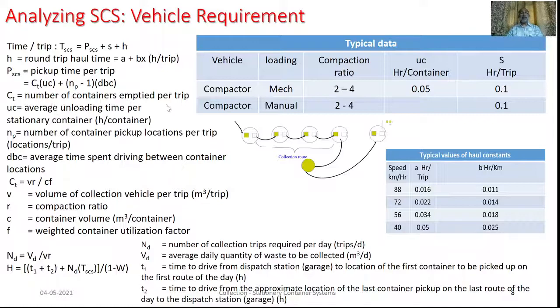The number of containers which are emptied per trip can also be worked out by using this expression VR by CF. Here V is the volume of the collection vehicle per trip, R is the compaction ratio which will be ranging in between 2 to 4, C is the average container volume, and F indicates some empirical factor associated with its utilization.